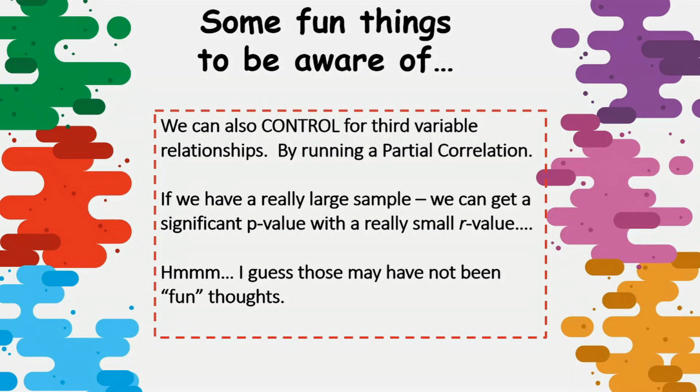Okay, some fun things to be aware of. We can also control for a third variable, and we can do this by running a partial correlation, and I'll show you that in a second. And always keep in mind, if you have a really large sample, like a couple thousand, it's very common that we can get a significant p-value even though it's an extremely small R value. So if your R value is 0.06, not even a 0.1, it's very close to 0, but it would still be significant. And that's where a lot of times people aren't sure whether to call it no relationship or a significant positive or negative relationship. It really depends, and you'll have to know the data sample you're working with on how you want to interpret that. I guess maybe those may not have been fun thoughts. I should play it free and loose with the term fun. But anyway, just things to keep in mind.